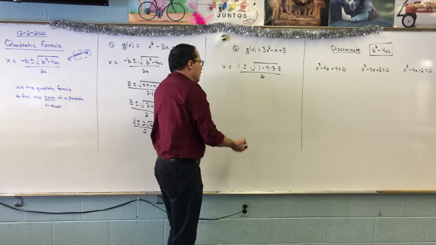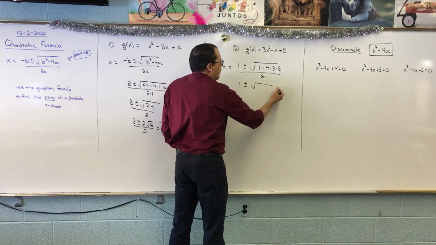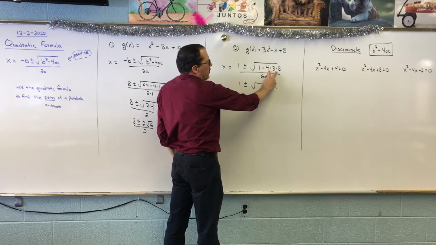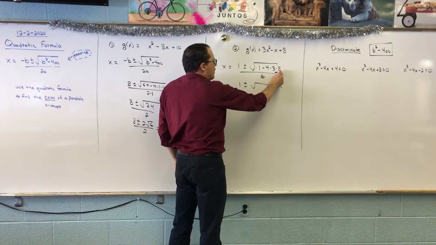Don't skip that step. I think you've heard me say that enough times already. 1 plus or minus the square root. Okay, I'm going to do this part over here first. 4 times 3 is 12. 12 times 8 is 96.